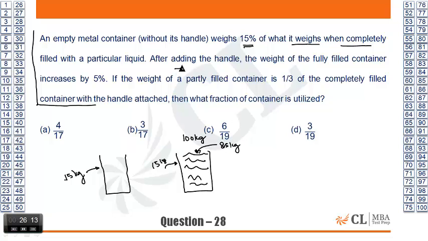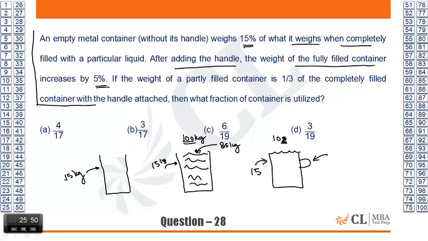Okay, great. After adding the handle, now the handle is added. So we have a weight of this fellow, which we know is 15 kg. We don't know the weight of handle. The weight of fully filled container increases by 5%, which means from 100 it has gone to 105 kg. So this is 85 kg. Therefore, the only increase has come from this guy, no? This is 100, so this has to be 5 kg. Alright, now what is asking?